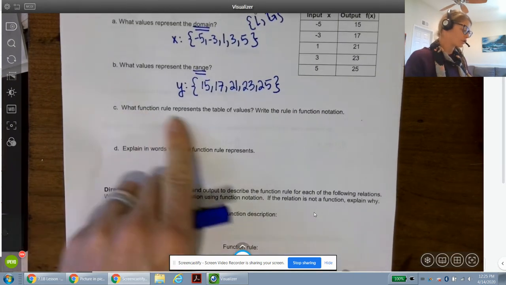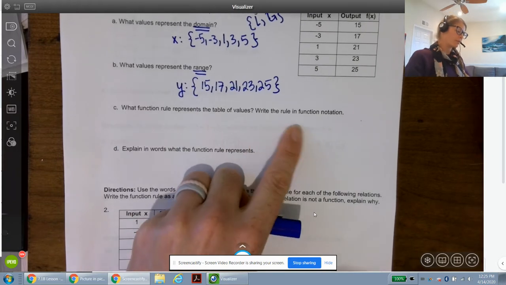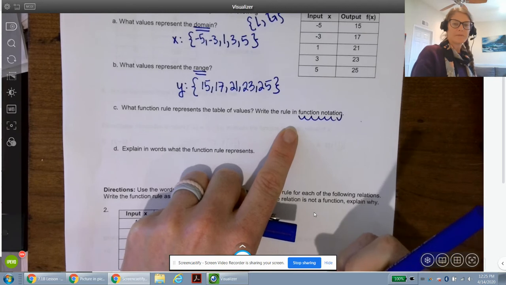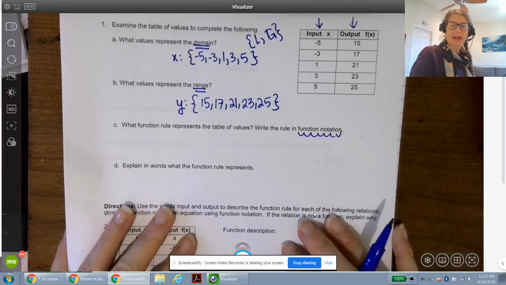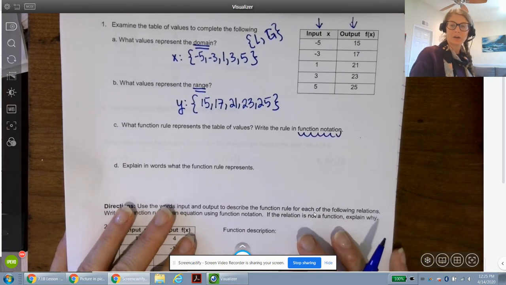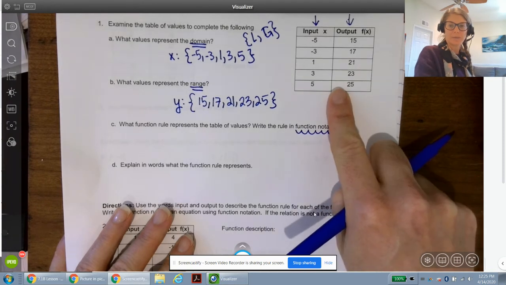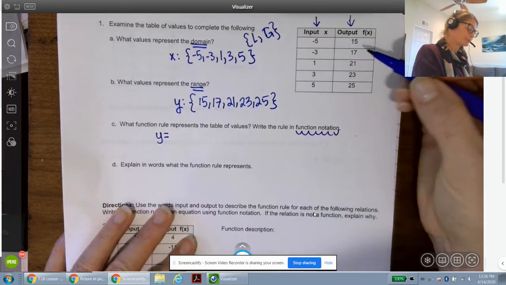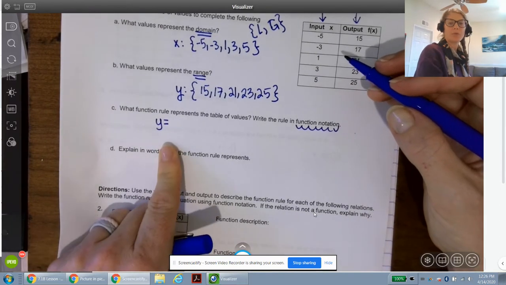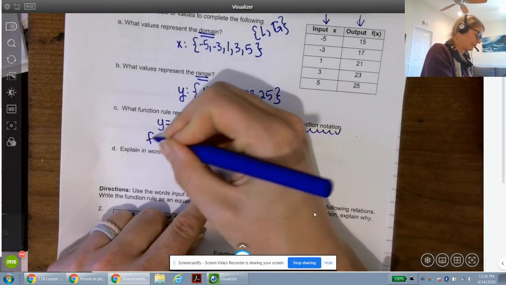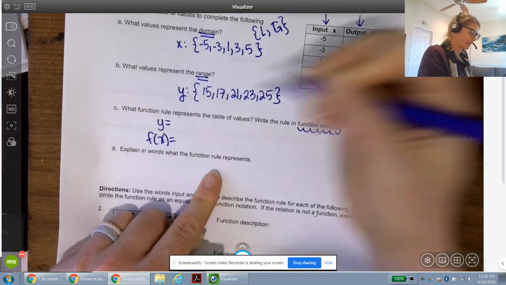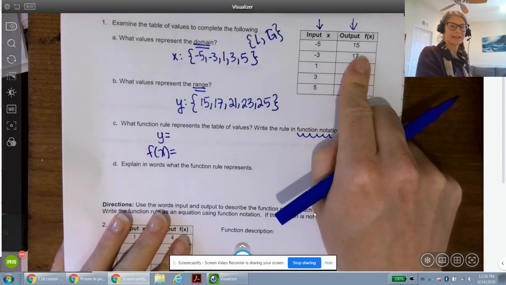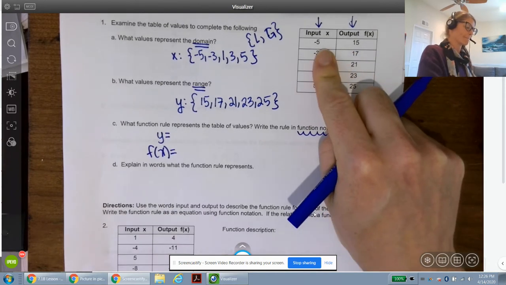Okay, what function rule represents the table of values? Write the rule in function notation. So before, back when we were looking at linear equations and writing equations from a table, we thought about y equals. But now remember, y is the synonym for f of x. So it just means the same thing. So let's see, what do you have to do to this x value to get this y value?